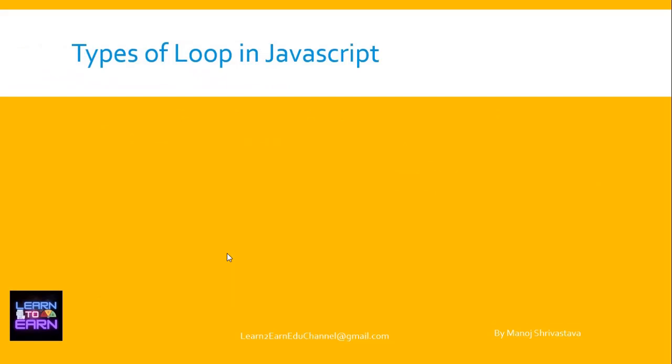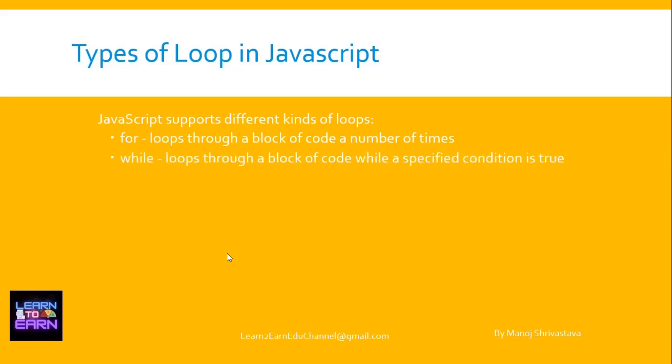So what types of loops are supported in JavaScript? JavaScript supports the for loop, which loops through a block of code a number of times. The while loop loops through a block of code while a specified condition is true. And a do while loop also loops through a block of code while a specified condition is true. We will look at the for loop first.